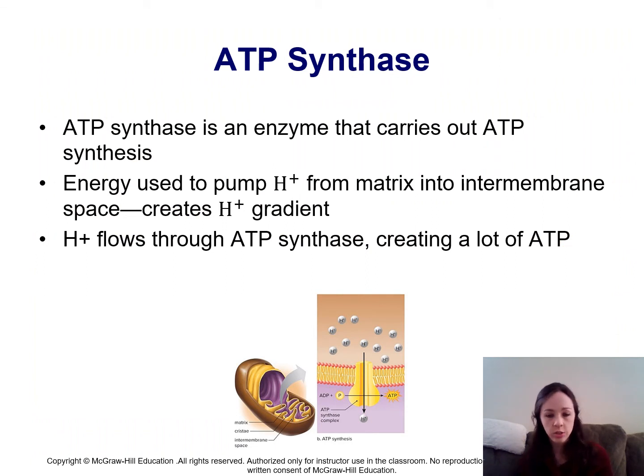Since it is the natural tendency of the cell to increase its entropy, those hydrogen ions will flow back into the matrix of the mitochondria to reach equilibrium. They flow into the matrix through an enzyme called ATP synthase, which is also located within that inner membrane. The energy caused from the hydrogen gradient transfers that energy to the ATP synthase, which then allows it to create a lot of ATP.